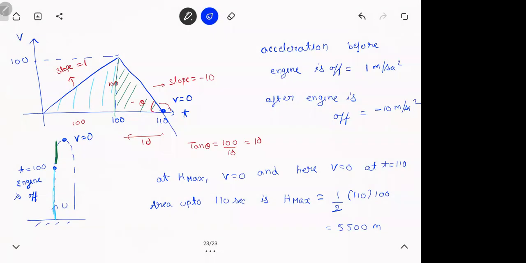Have a look at this. Ask me if you're confused. Again, I'll just brief up the third part. See, at Hmax, velocity will be 0. In the graph, velocity is 0 at 110 seconds. Meaning whatever distance you covered from 0 to 110 displacement, that is your Hmax. So area up to 110 is Hmax. Area is base into height, base is 110, height is 100.